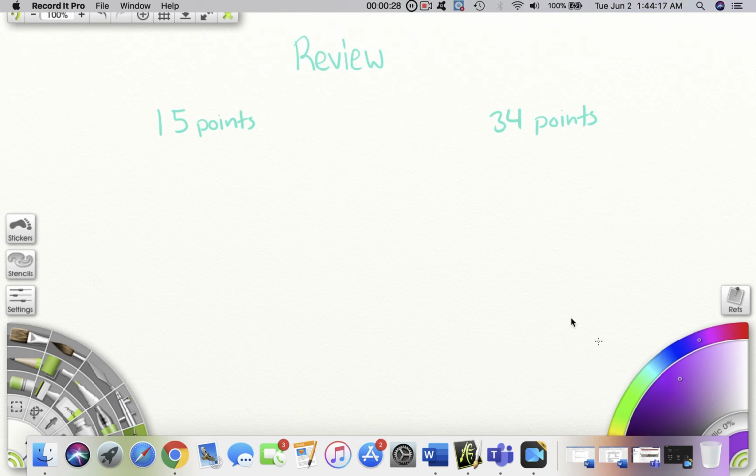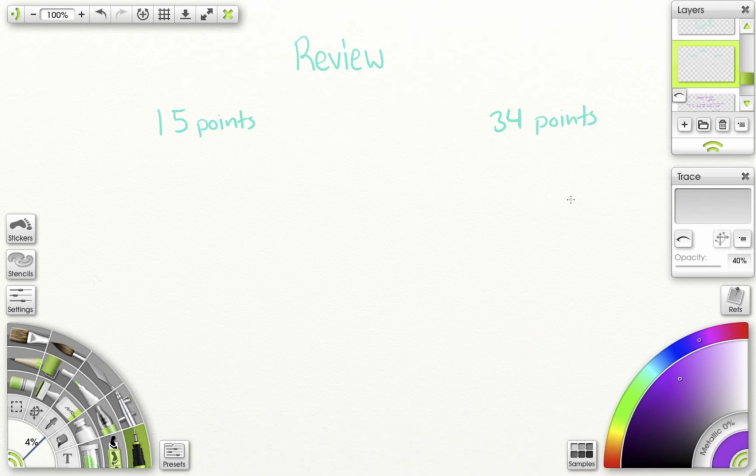So the question we have for review is: Amy scores 15 points in her basketball game today, and over the course of the season, she scored 34 points. How many points has she scored before today in the season? So she scored 15 points today, and she scored 34 points in the season in total. How would we write this equation?